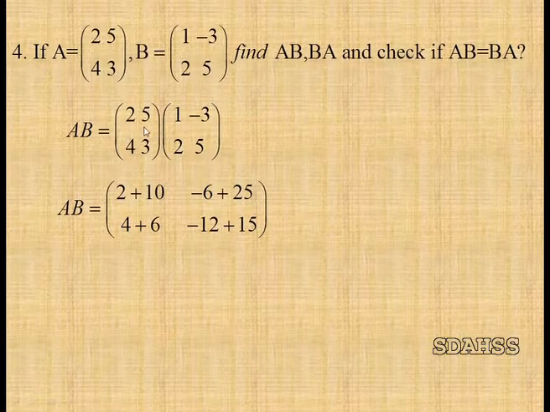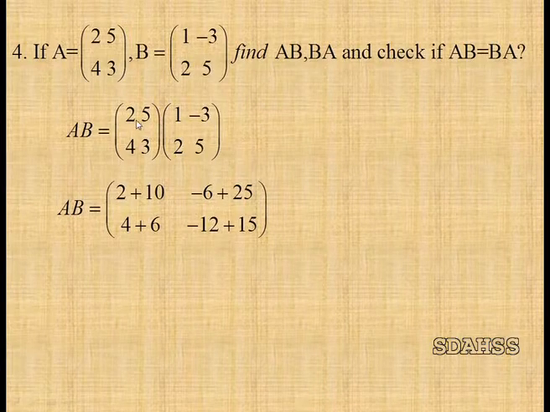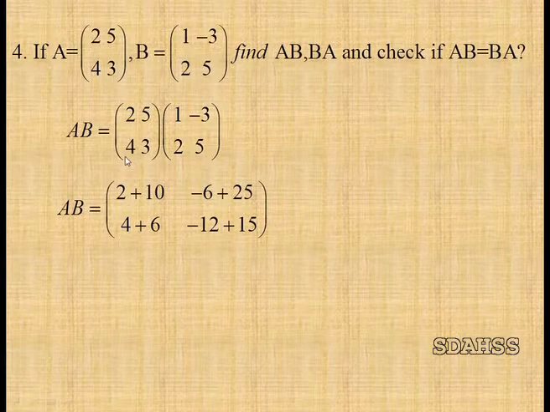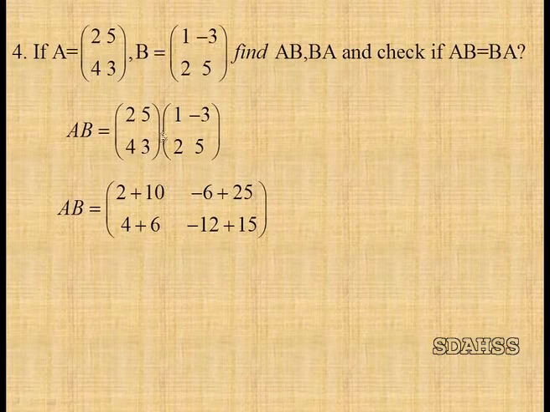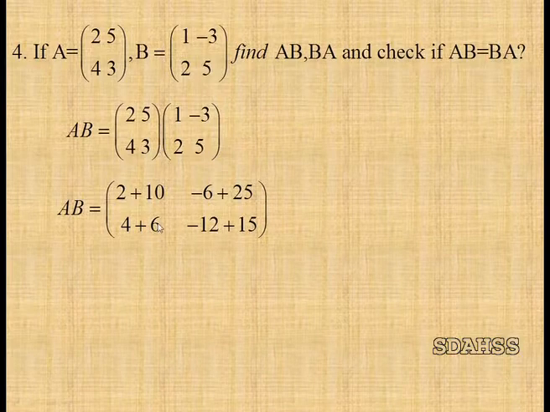First you have to multiply first row and first column. Then you will get 2 into 1, 2; 5 into 2, 10. Then multiply second row and first column. Then you will get 4 into 1, 4, plus 3 into 2, 6.